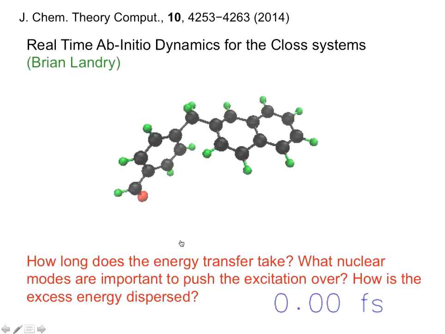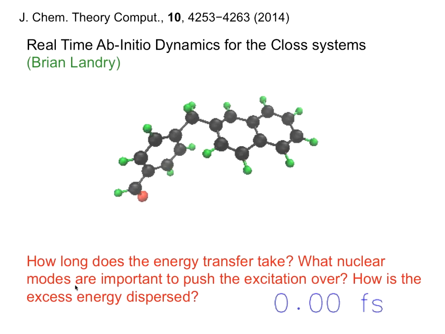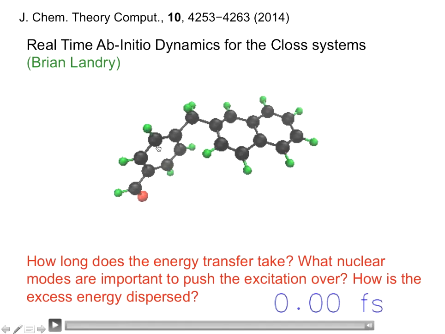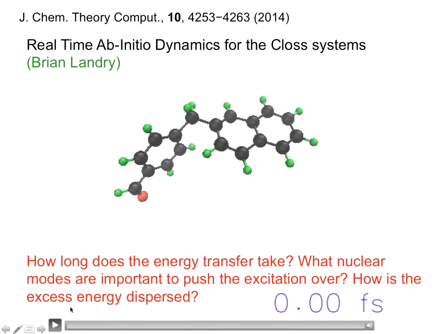Okay, let me show you what you can do for the molecule I was telling you about before, the Claus system. This is work done by Brian Landry, which we ran for quite a little while. We're going to look at this molecule and simulate what happens with the excitation first being on the donor, which is over here, the benzaldehyde. You're not going to be able to see the excitation, but when it moves over to here, the molecule is going to rotate, and you should be able to tell that something interesting has happened.